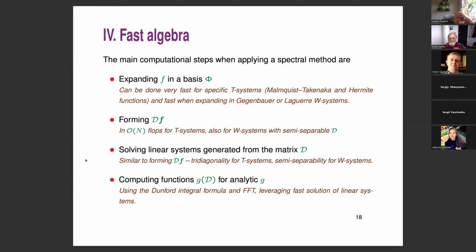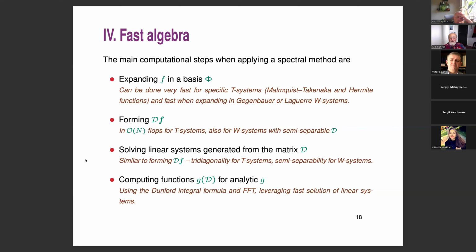Solving linear systems generated from the matrix D. So the matrix of the system will be a polynomial in D. Again, we can exploit tridiagonality for T-systems. If it is a polynomial, it will be a banded matrix, not necessarily tridiagonal, but banded. And semi-separability of W systems.